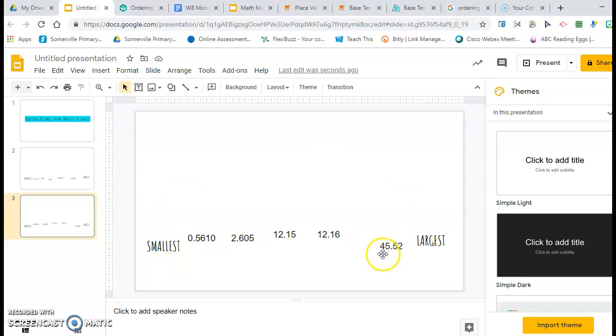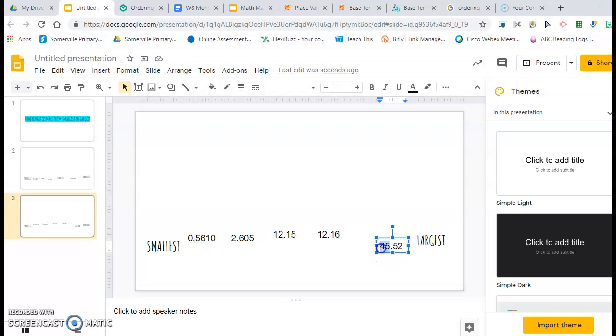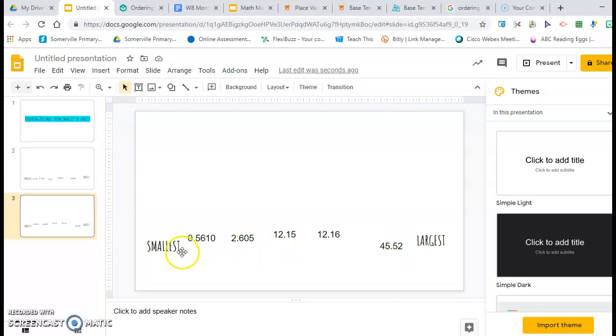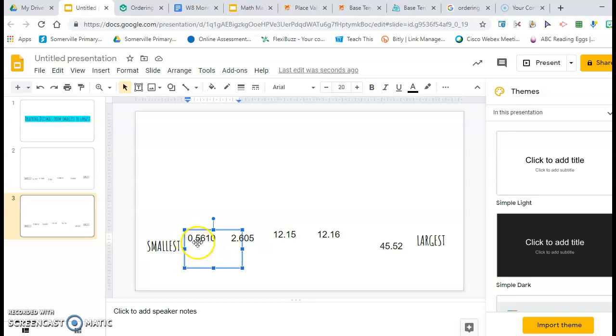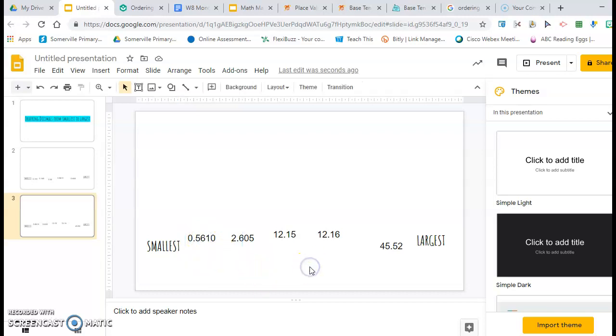So remember to be looking at the numbers in our place value, and if they are the same, then we can jump into tenths and hundredths. And obviously if there are no ones and tens like this number, then we just look directly at the tenths, then hundredths, and so on. And there you go.